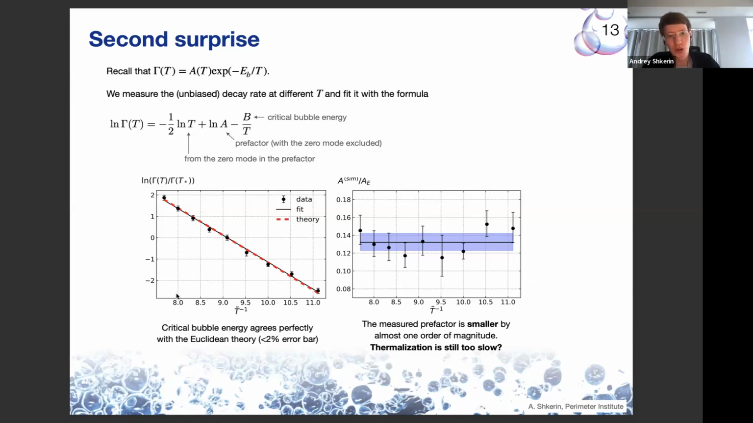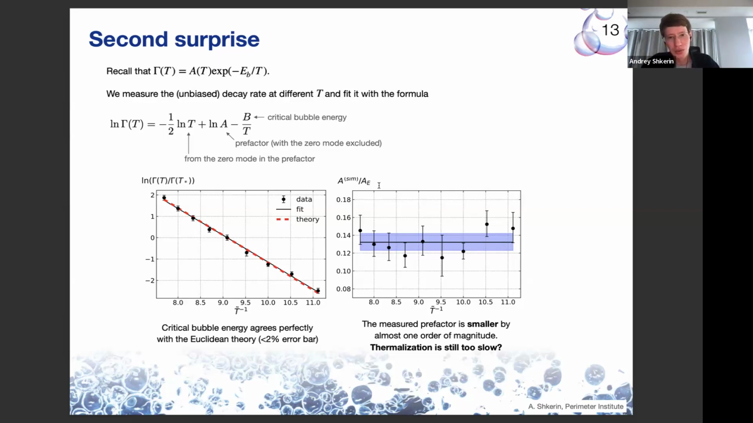So the left plot shows you the measurement of the energy of the critical bubble. And here we have a perfect agreement with the Euclidean theory. So the agreement is within error bars, and error bars are very small. In our simulations, we have large statistics, and the error bars are less than 2%. And we agree perfectly well with the Euclidean theory.